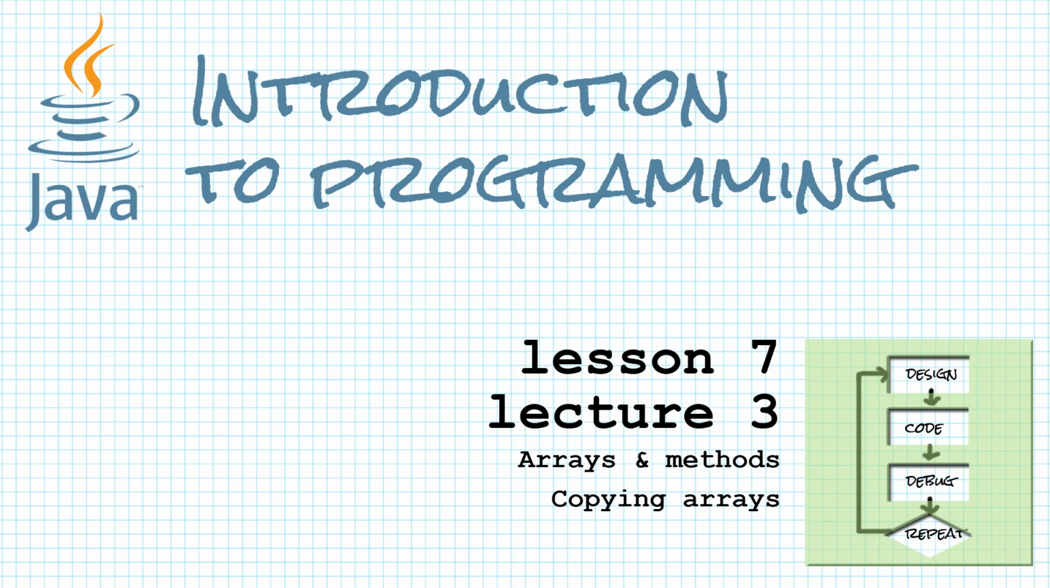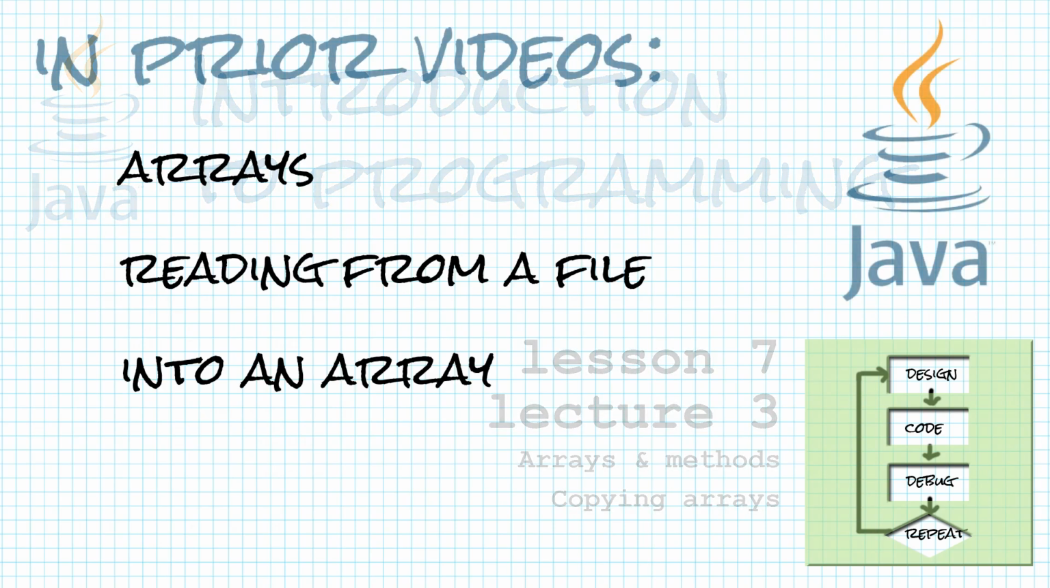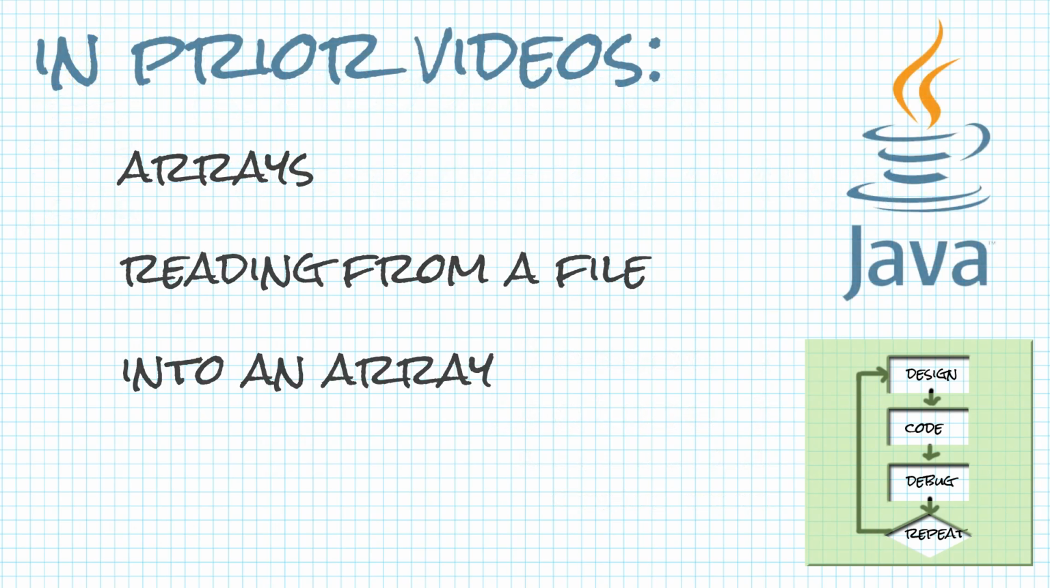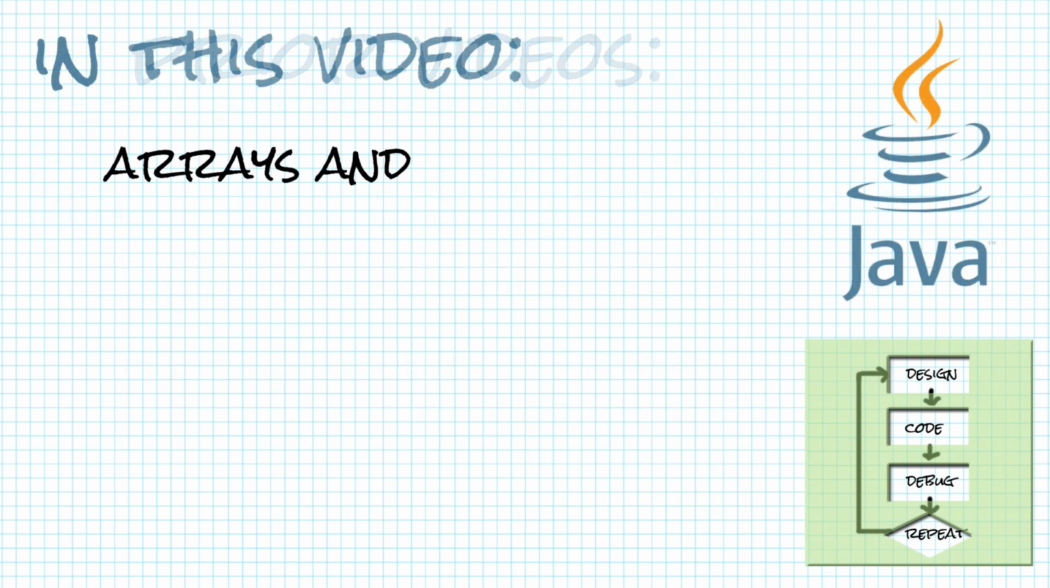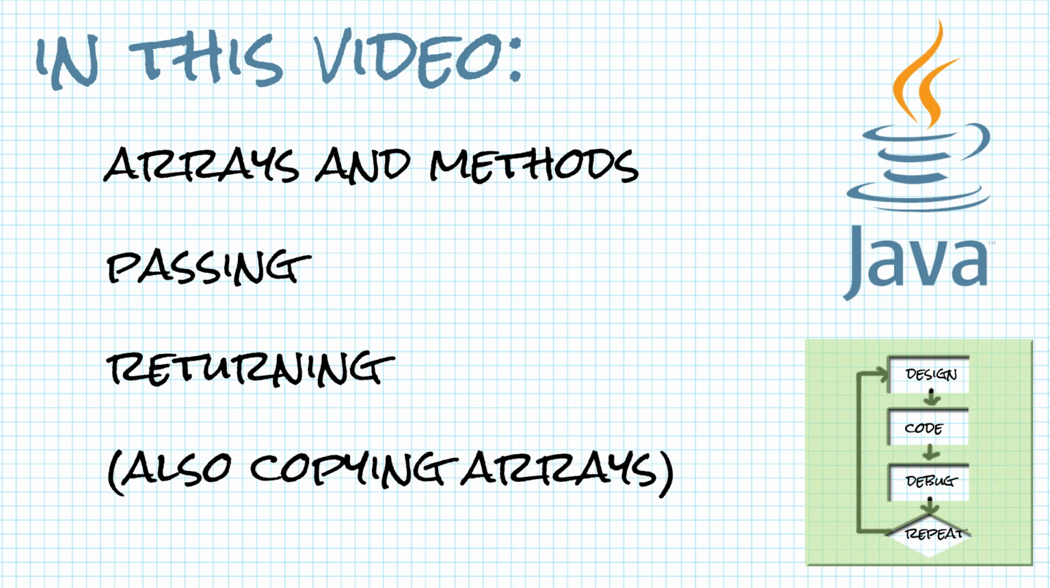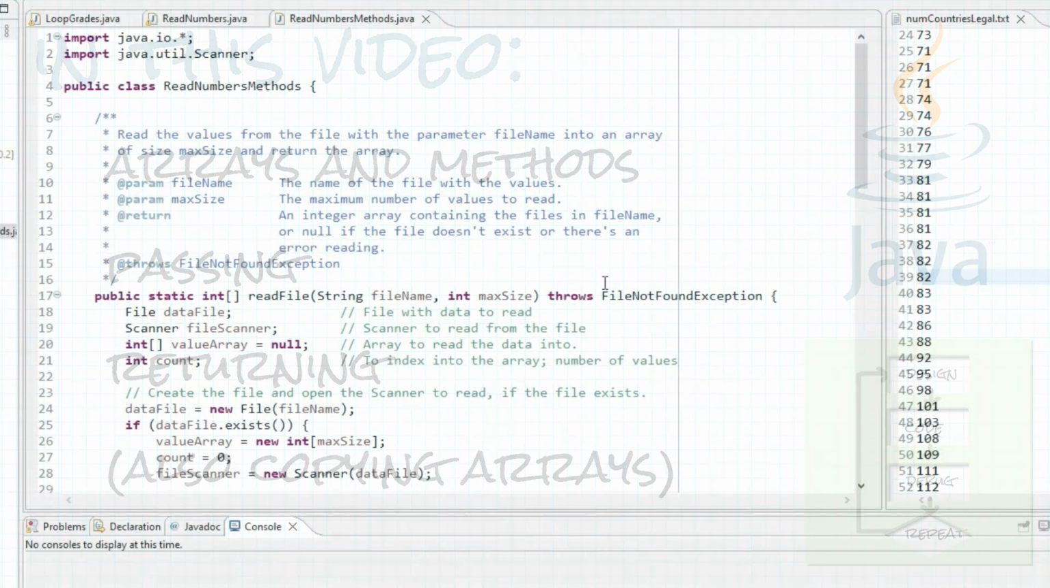This is the 42nd video in the Introductory Programming in Java full course, and the third video of the final lesson, Lesson 7, Arrays and ArrayLists in Java. So far, we've looked at arrays and reading into an array from a file. Today, we're going to look at how and when we might pass an array to a method or return an array from a method. Let's get right into it.